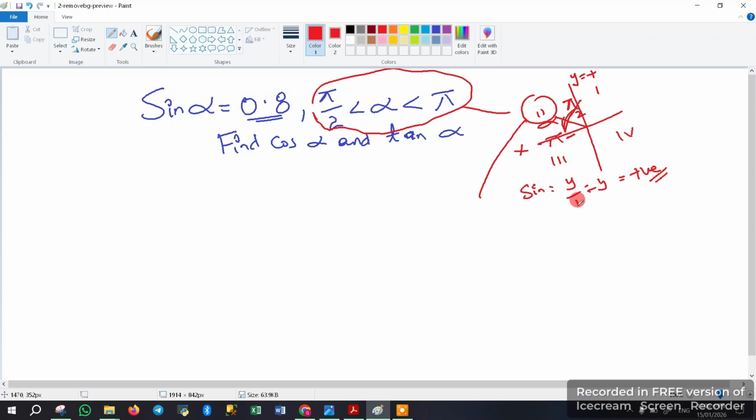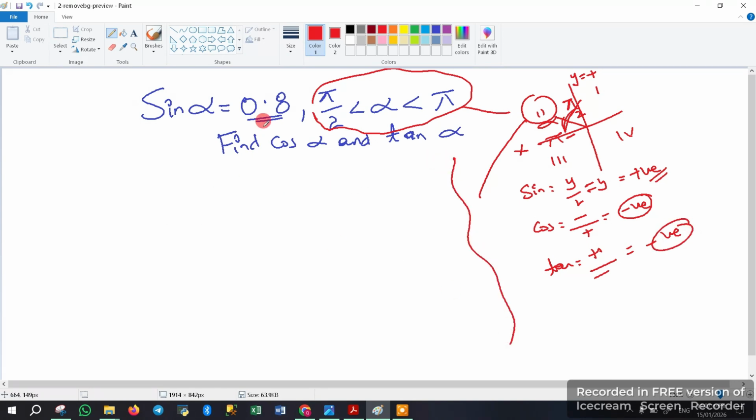If you consider the unit circle, you have to put 1 here, so the y value is just positive. The cosine value is the x value, which means minus over plus, which means a negative value, and the tan value will be sine over cosine, which is positive over negative, so it will be negative. So you have to consider these values.